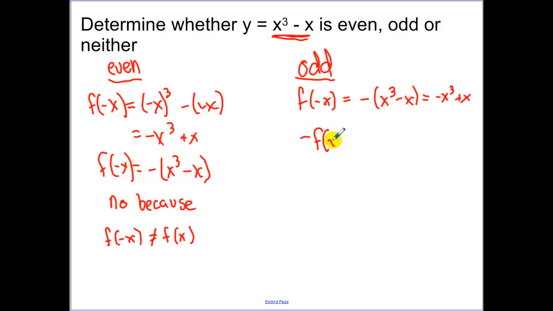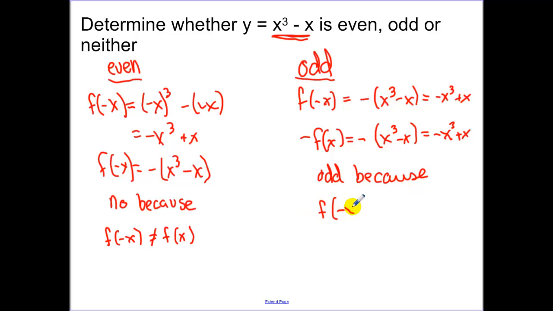Negative f of x is equal to the negative of our function, which equals negative x cubed plus x. So we are odd because f of negative x equals negative f of x. And I would want you guys to use these definitions and explain to me why.